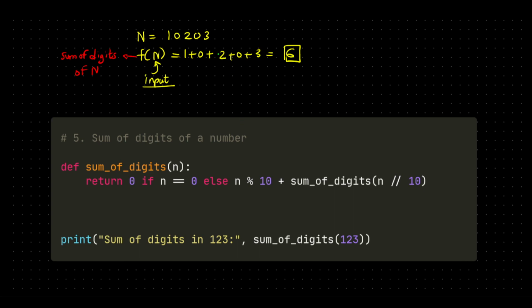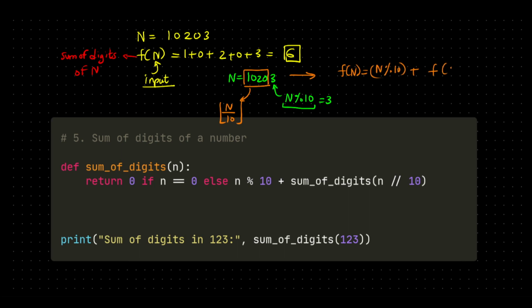Okay, so one thing to notice is whenever we have a number like 1, 0, 2, 0, 3, we can know the last digit by taking the modulo with 10, and the rest of the number by taking the floor division by 10. Hence, the problem can be represented in terms of itself by finding out the sum of digits from right to left. So f of n can be defined as the last digit, which would be n mod 10, plus the rest of the digits, which would be f of n by 10.